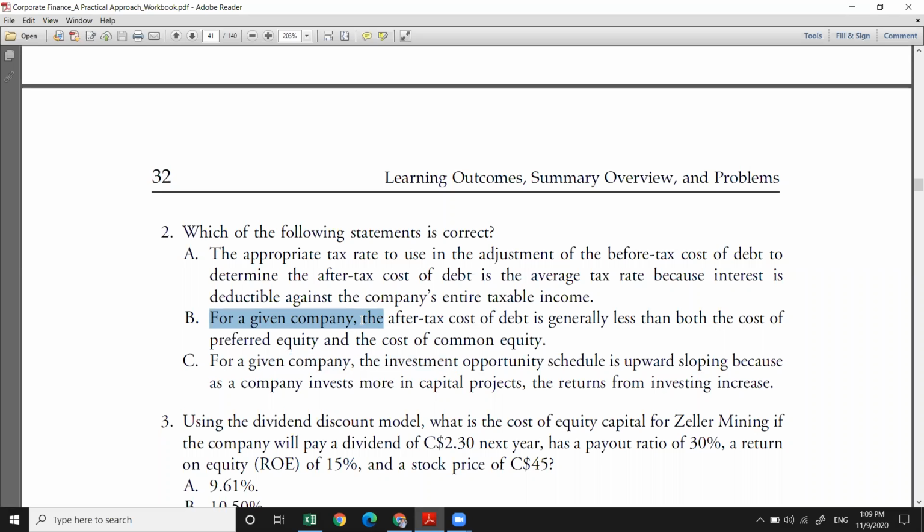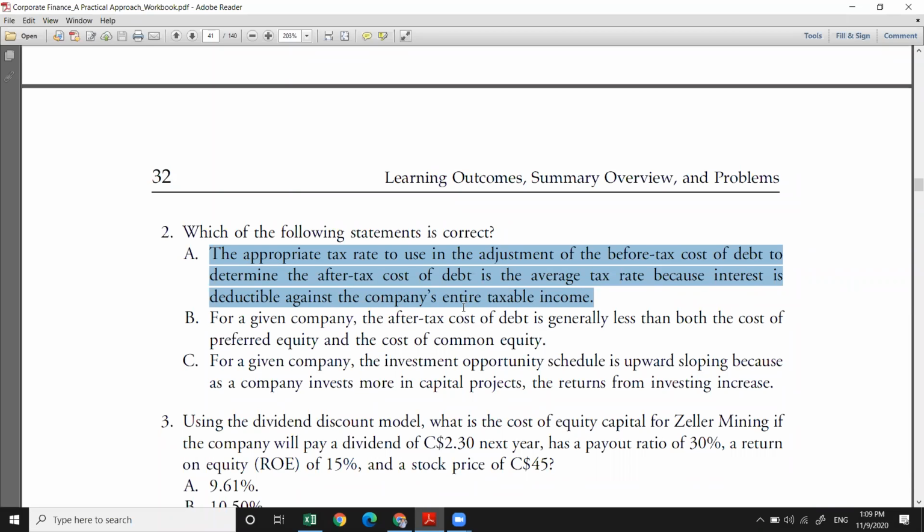For a given company, the first one: the appropriate tax rate to use in the adjustment of the before-tax cost of debt to determine the after-tax cost of debt is the average tax rate, because the interest is deductible against the company's entire taxable income. This is not correct. It's not correct because the tax rate which is used in the interest rate and the tax rate which is used in the cost of debt is different. Now the correct answer, let me just figure it out here.